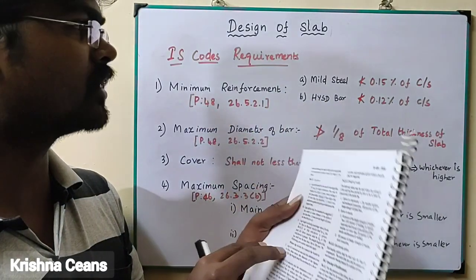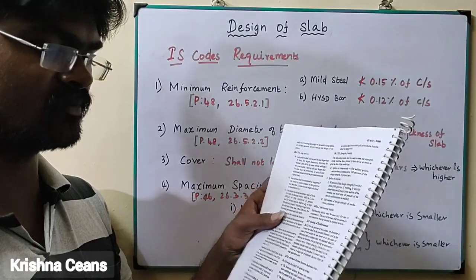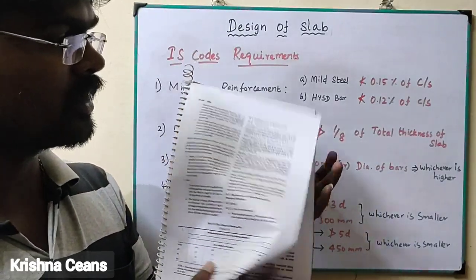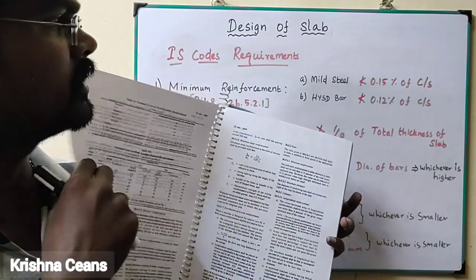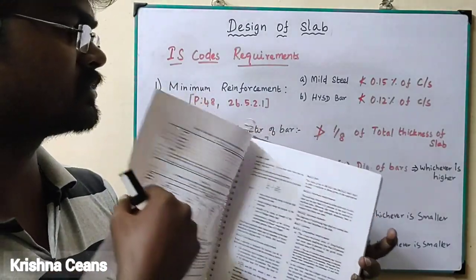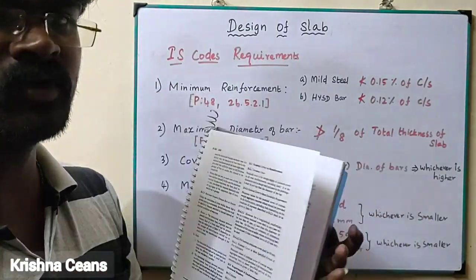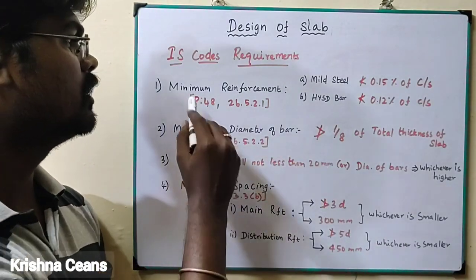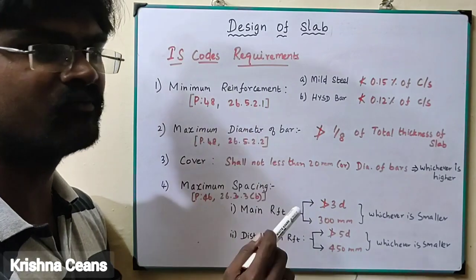In that, for the slab design requirements, we have to go to page numbers 46 and 48. These are the design requirements available in your IS 456. We will discuss them here. First of all, the first one is minimum reinforcement.